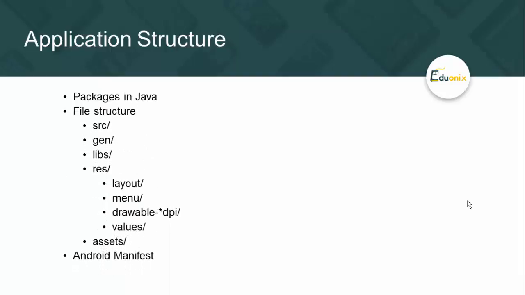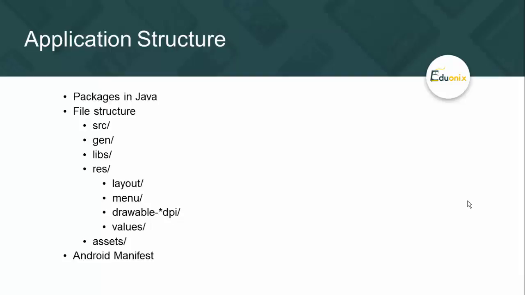An Android application contains packages in Java. The file structure has the following directories: src or source folder, gen, libs, res, and assets. In addition, the app should contain another file called Android manifest. The source file contains the main Java source files. Gen is a folder that is created by the Android operating system. All the library files will be stored in libs.